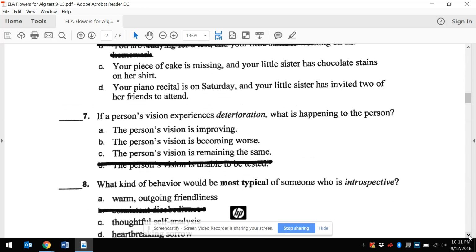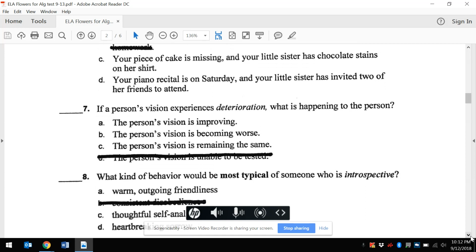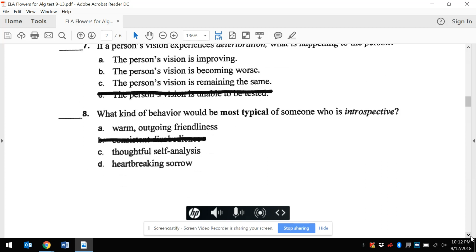Number 7, if a person's vision experiences deterioration, what is happening to the person? Their vision is improving, their vision is becoming worse, or their vision is remaining the same. Number 8, what kind of behavior would be most typical of someone who is introspective? A, warm, outgoing friendliness. C, thoughtful self-analysis. Or D, heartbreaking sorrow. So it's introspective.